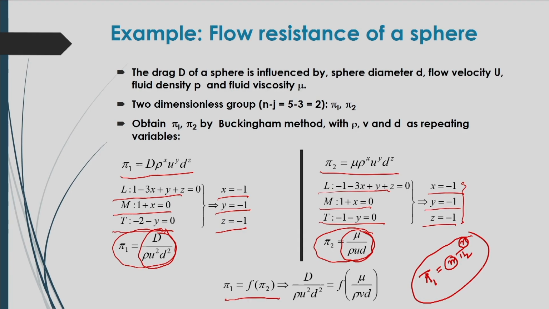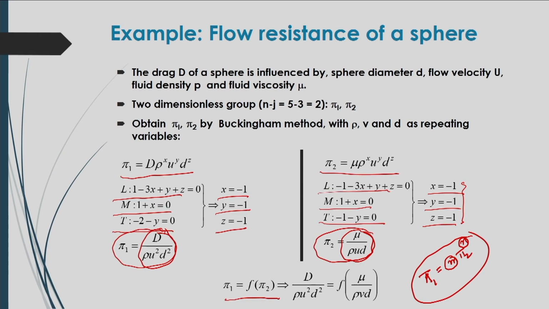You have to find out the experimental data of pi 1 after calculation, and then pi 2. Pi 1 you can calculate simply as D by rho u square d square, all these things are known to you, because D is known, density rho is known, velocity you are giving, that is also known, and d is also known, so then you get pi 1.